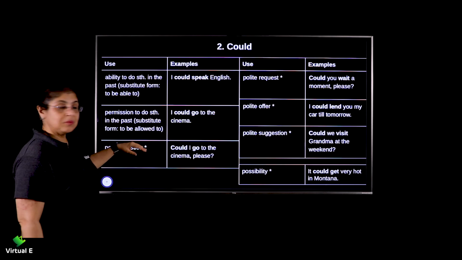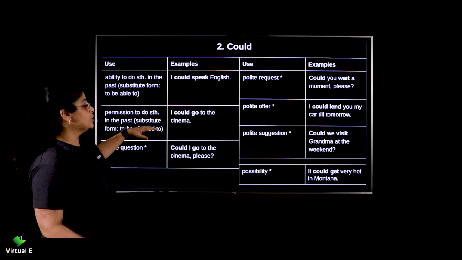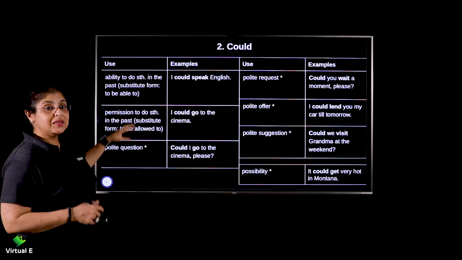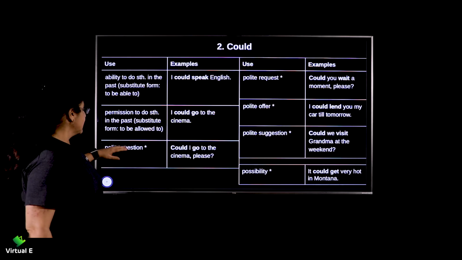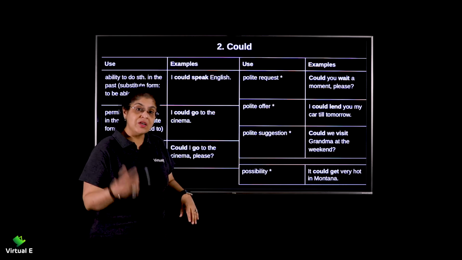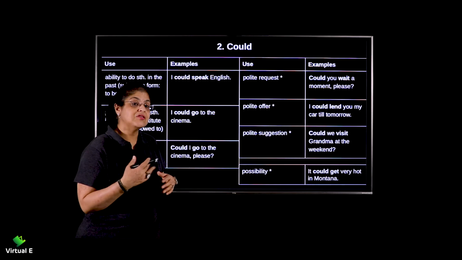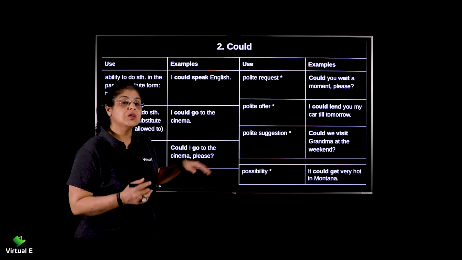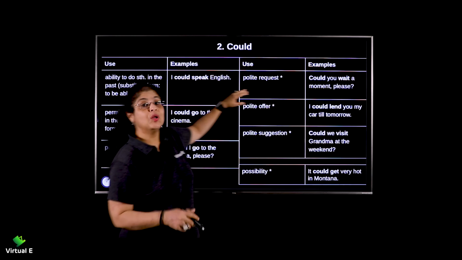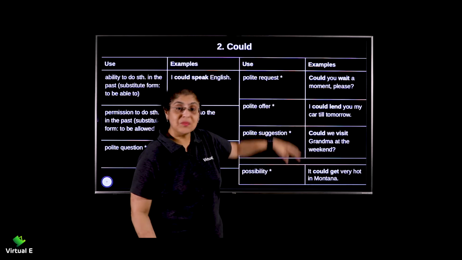Permission to do something in the past. Now here you are going to say, I could go to the cinema. All this is pertaining to the past. Polite question. Could I go to the cinema, please? Now, when you are talking to someone, and it's a polite request or a polite permission, we use could. So, you see how it differs. Polite request. Could you wait a moment, please?